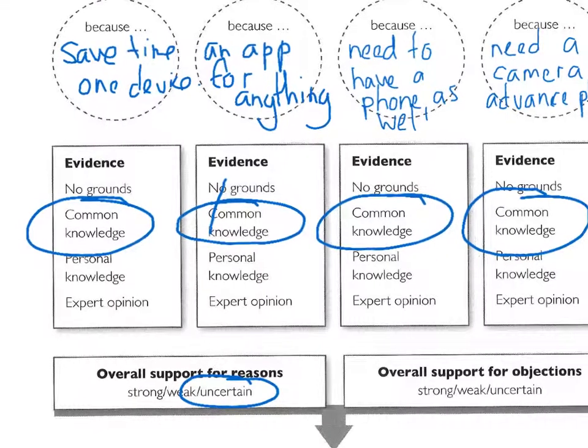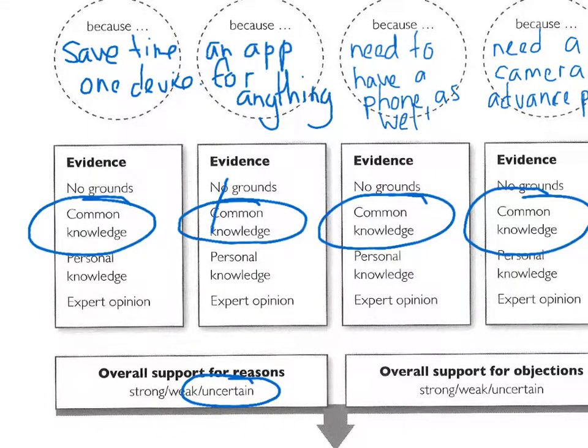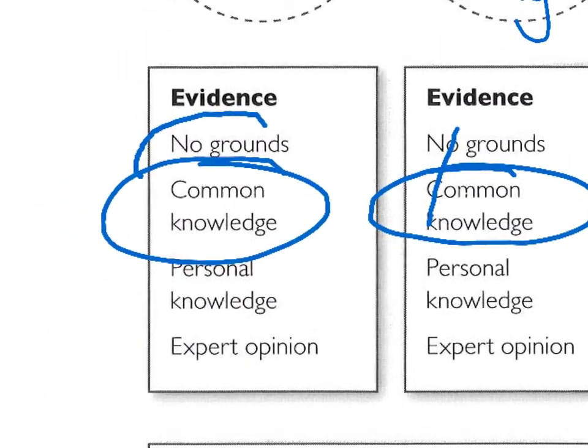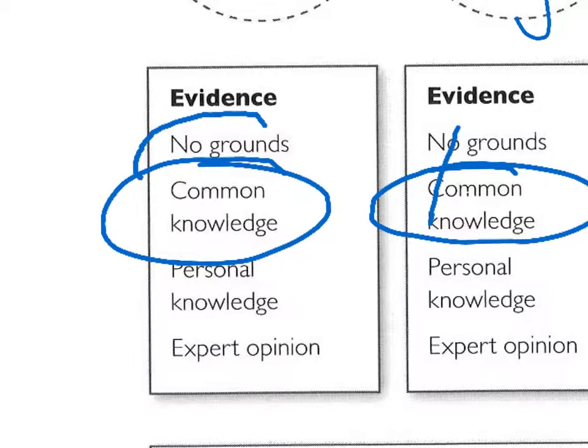Now in these boxes here, I need to look at what the evidence means. I decide whether the piece of evidence I've given has no grounds, common knowledge, personal knowledge, or expert opinion. So we need to weigh up the evidence and determine what kind of evidence has been given. If there's no evidence for the claim or the reasons I've given, then I would circle no grounds.